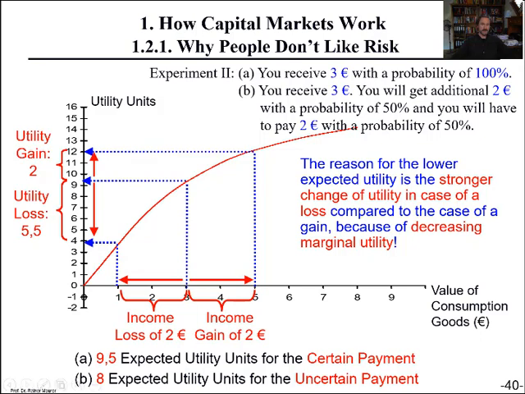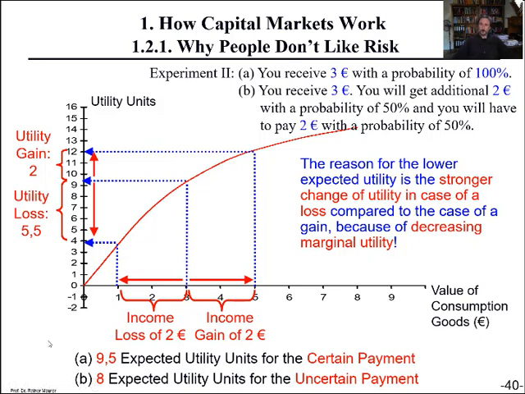Consequently, the asymmetry of the utility function caused by the property of decreasing marginal utility causes the lower expected utility for the uncertain payment, even in cases where the expected income level is the same for option A or option B, namely €3.